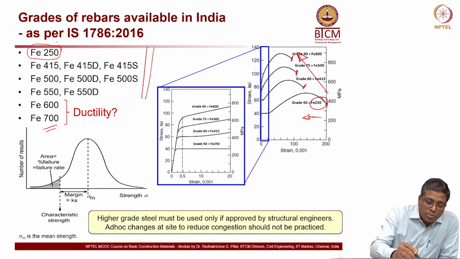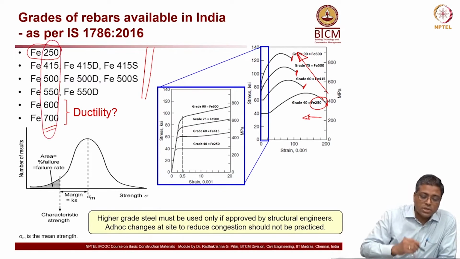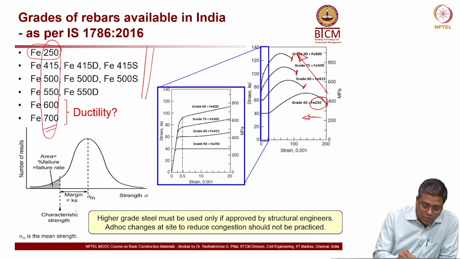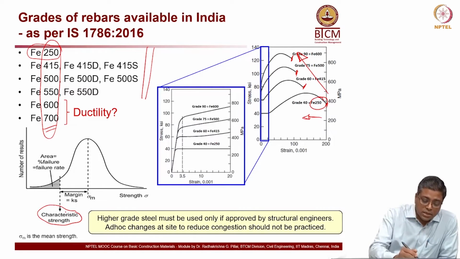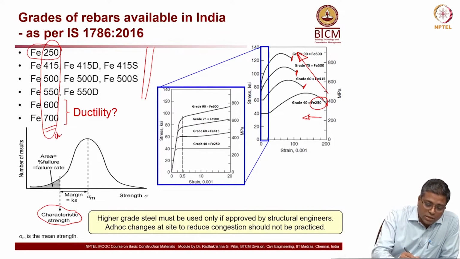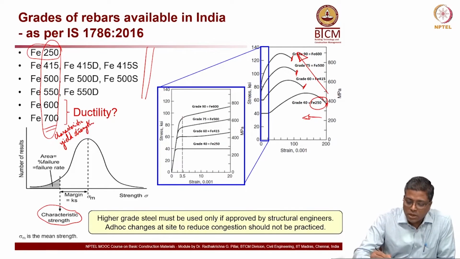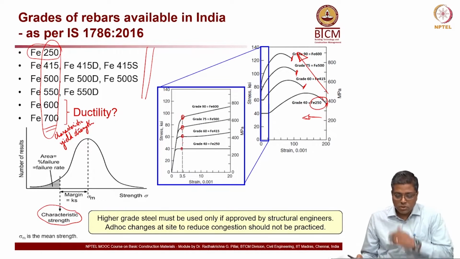Now, what are these numbers? All these numbers are characteristic yield strength. We looked at characteristic strength in the early lectures, so these are the characteristic yield strength of the bar. I'm talking about these points here, the characteristic yield strength.